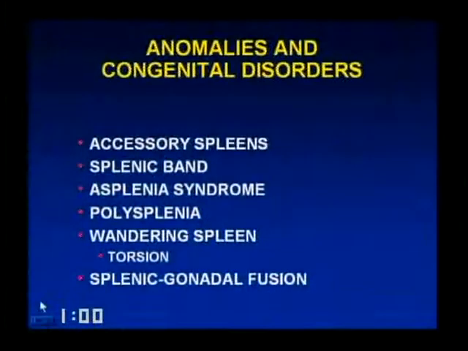First, let's talk a little bit about normal variation, anomalies and congenital disorders. It's very common to see normal variations in shape and contour of the spleen. Accessory spleens are common. The other congenital abnormalities are uncommon, rare, or hard to see radiologically. Splenic band, asplenia and polysplenia will be covered primarily in the pediatric portion of the course, although I'll show you an example of polysplenia. Wandering spleen can present in children or in adults, and splenogonadal fusion is very rare.